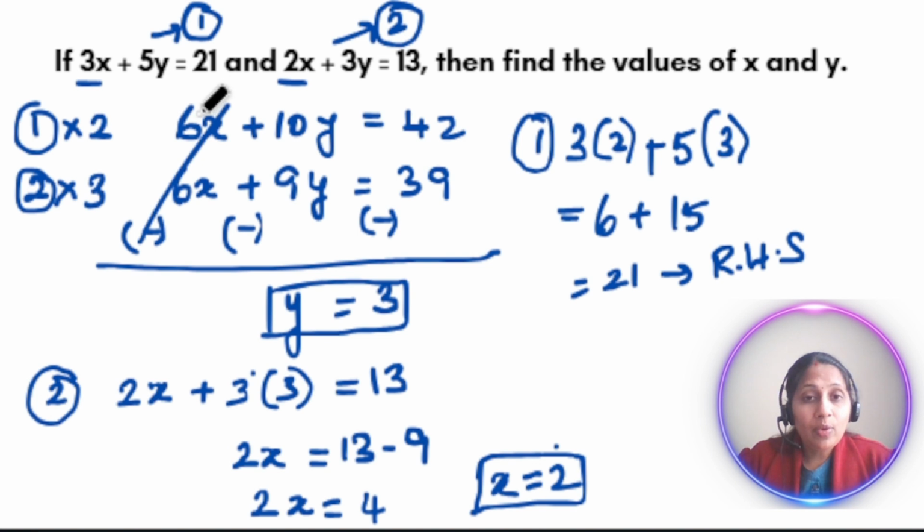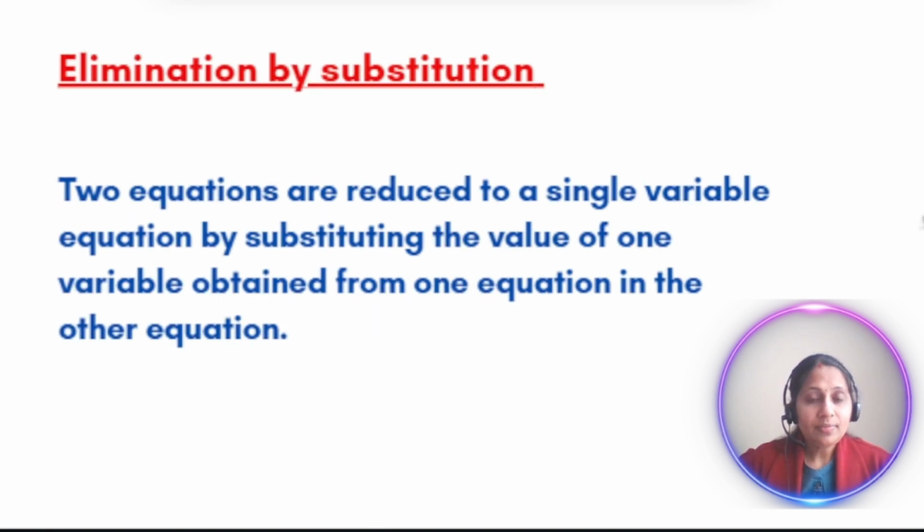I'm going to make both the coefficients of the variable same, and I'm going to subtract and eliminate that. Find one variable, substitute again in the equation and get my other variable, and check my answers again by substituting. Okay. Now going for the second method, which is elimination by substitution.